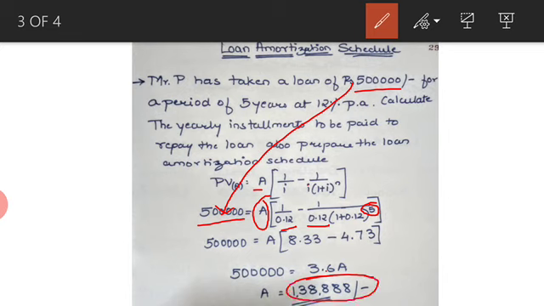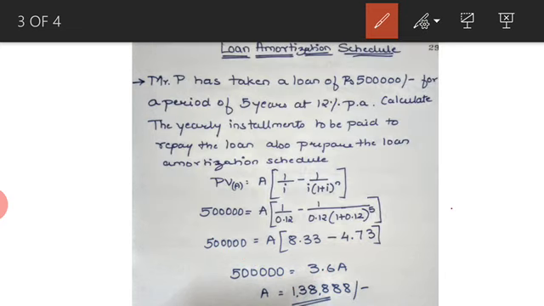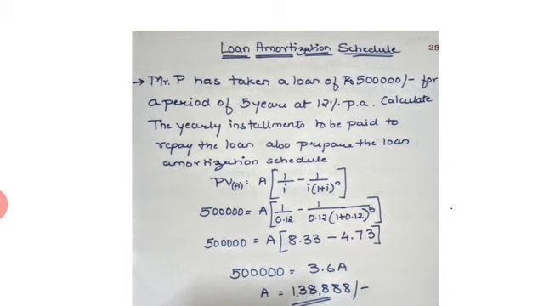1,38,888 approximately. So what is this 1,38,888? 1,38,888 is your A, or also your yearly installments. This is also your yearly installments which is asked to you. So you have already done the first part of the problem, that is you have calculated the yearly installment, which is 1,38,888. Now once we have calculated this, we have to go ahead with the next part, that is preparing the loan amortization schedule. Now what is this loan amortization schedule? How does it look like? Let's see it in the next slide.